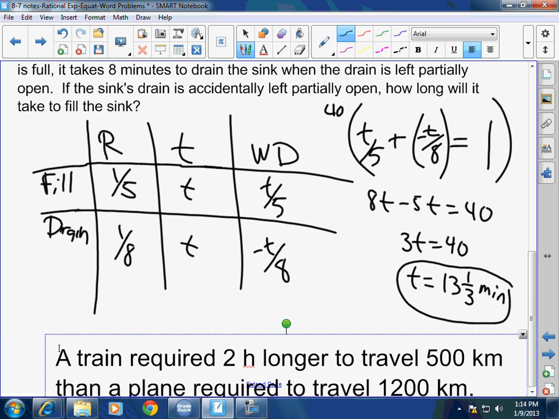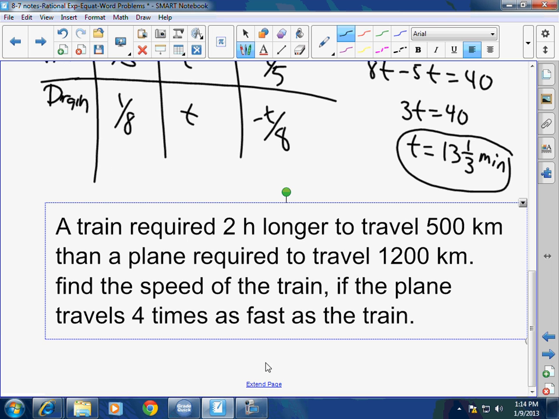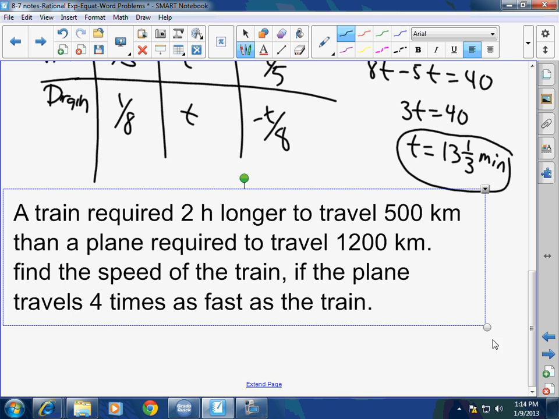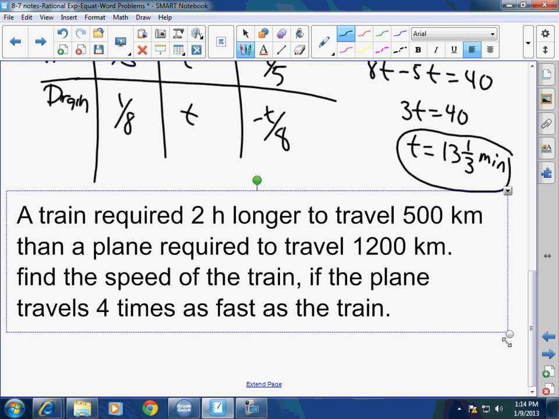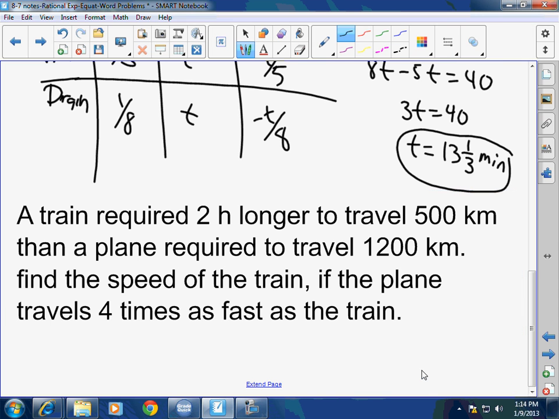And this is all nice, but this isn't the one that I wanted. This is not a work problem, though. This is a distance problem, but I wanted to show you a tough distance problem. Then I'll show you the easy distance problem, and then I'll go back to the right one that I wanted. Thank you very much.